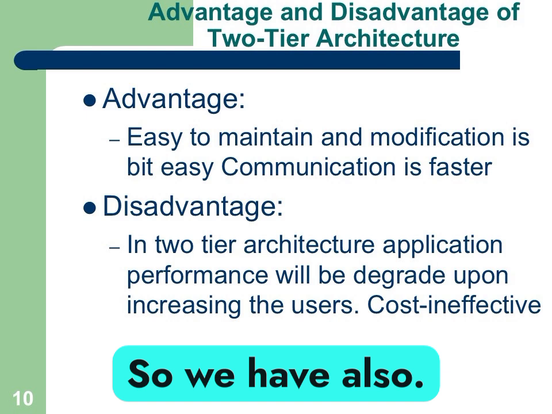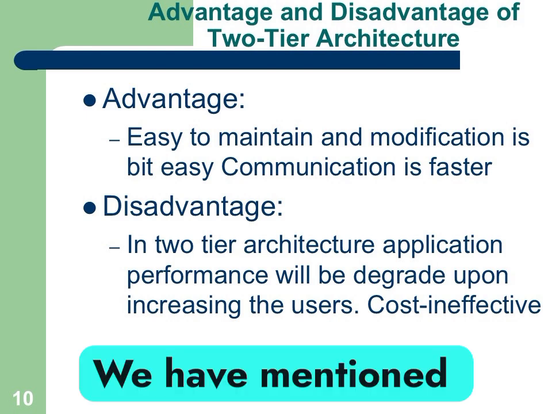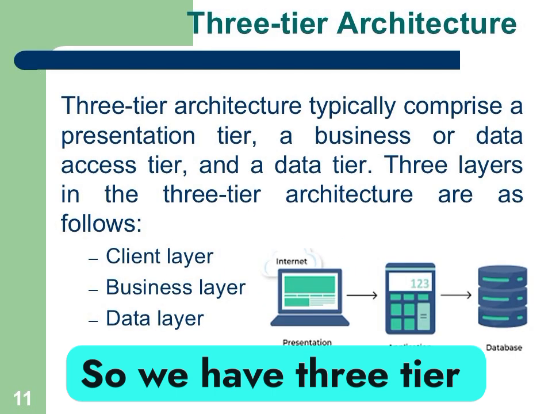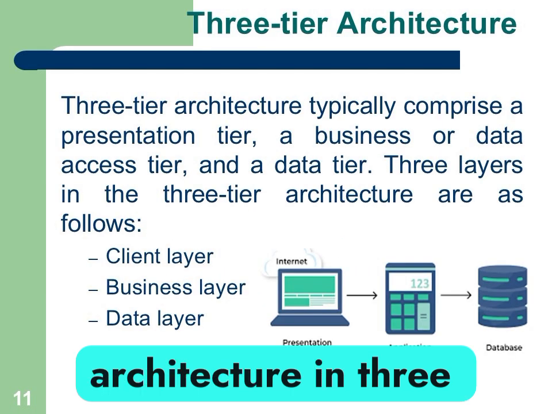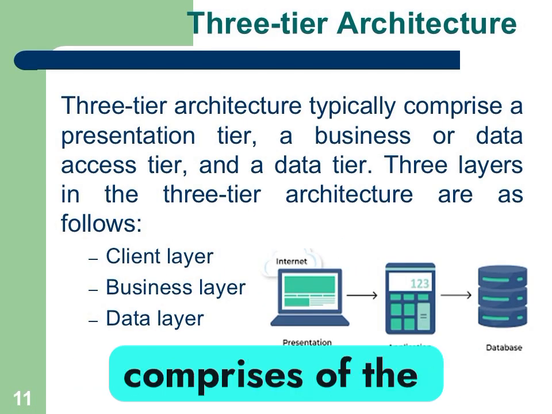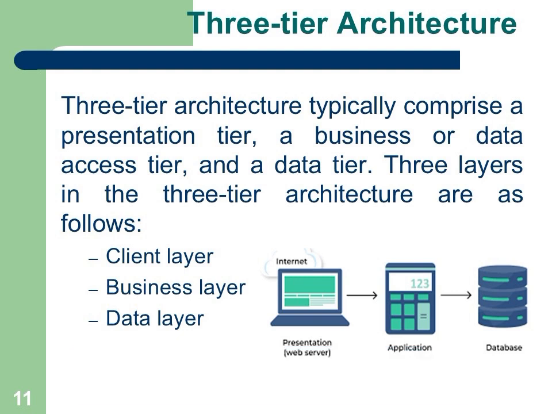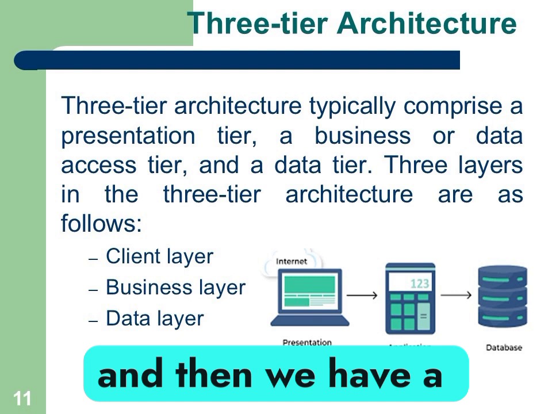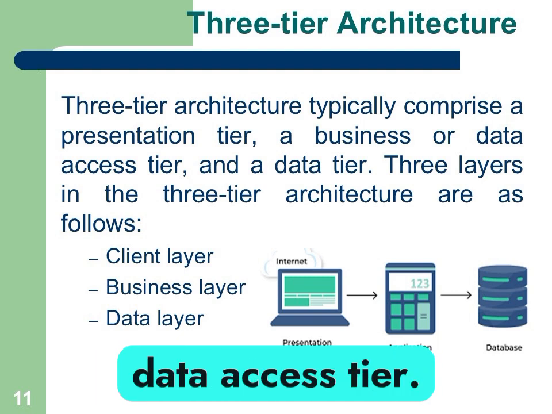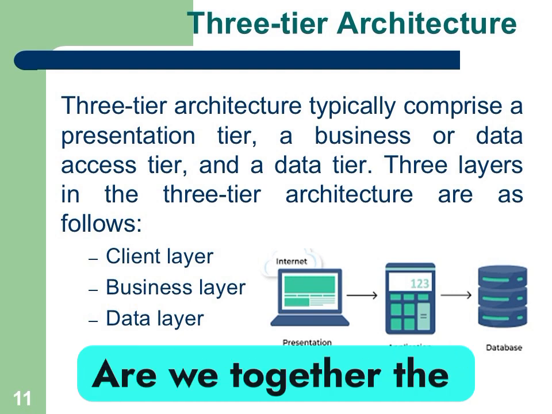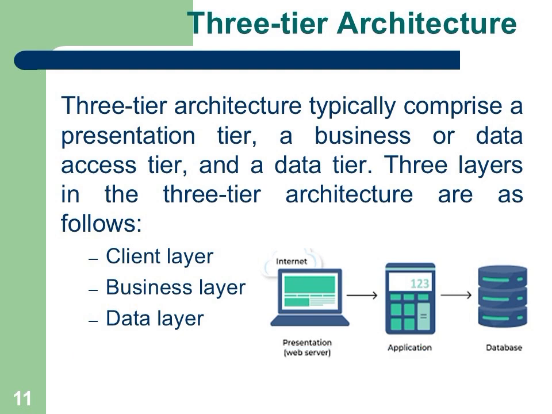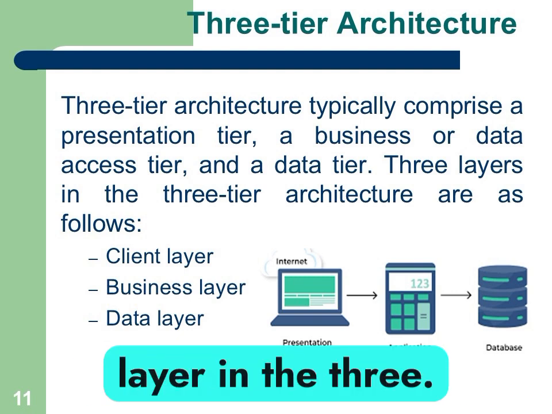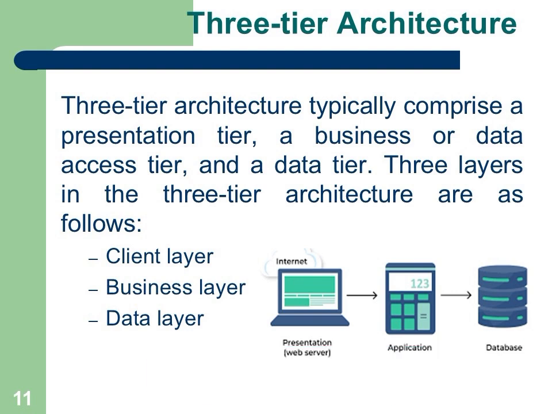So we have mentioned the advantages. Now we have three-tier architecture. Three-tier architecture typically comprises the presentation tier, which is also called the client, and then a business or data access tier. Are we together? The data access tier, and a data tier. That's the three layers in a three-tier architecture.